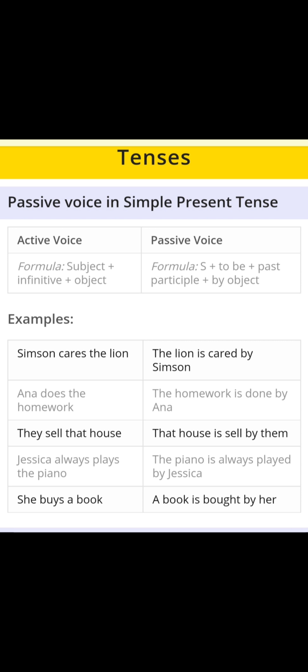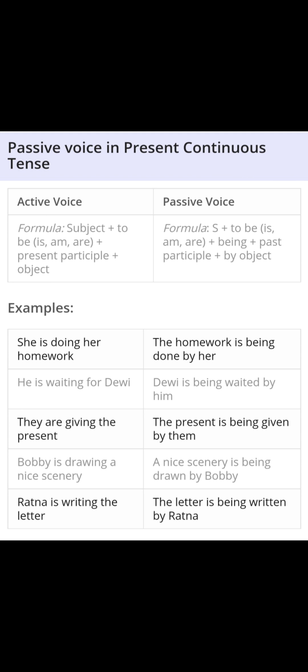The next portion is related to present continuous tense. Present continuous tense and its active voice formula is subject plus to be plus verb present participle plus object. And when we are changing active into passive, it is subject plus to be plus being plus past participle plus by plus object.